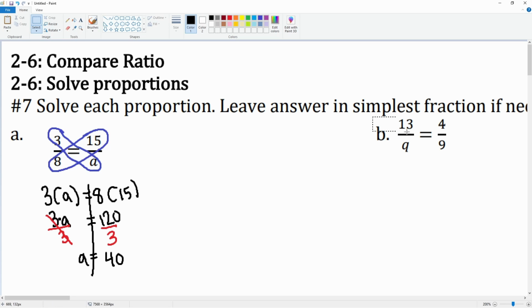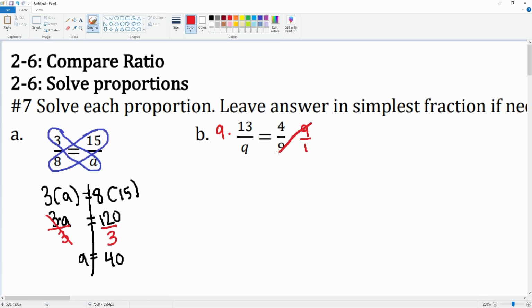For B, I'm not going to do the butterfly method. I'm going to do this the traditional algebra method. I have a divide by 9 here. So how do I get rid of a divide by 9? Well, I'm going to multiply by 9 over 1 on both sides. This will cancel, and then we have this.